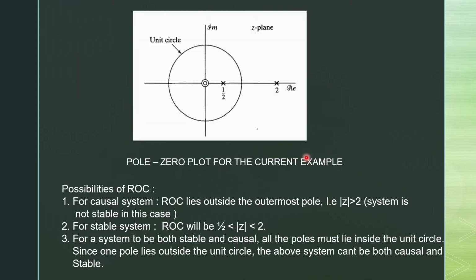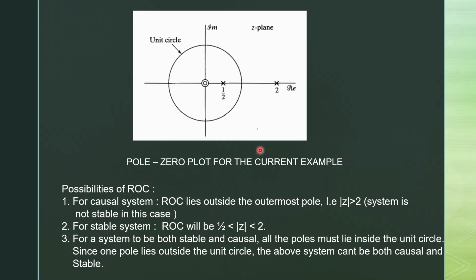So this is the pole zero plot for the current example. Let's see, there are three possibilities of ROC for this example. For this system to become causal, the ROC should lie outside the outermost pole, that is mod z must be greater than 2. When this condition is applied, the system cannot be stable. For this system to be stable, the ROC should be mod z lies between 1 by 2 and 2.